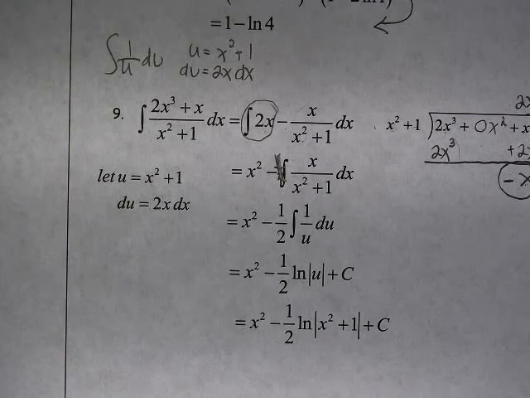All right, so those last two are pretty good examples of more complicated types of u substitution which involve natural logarithms in some form.